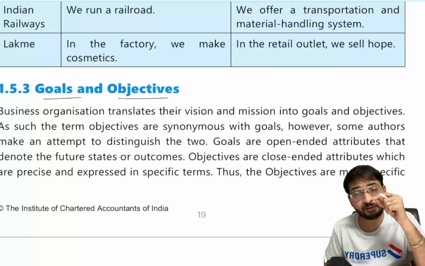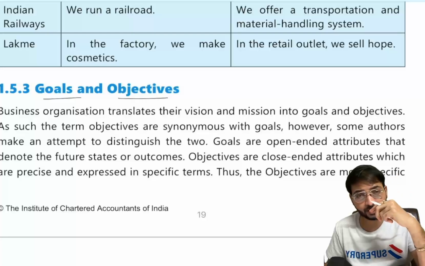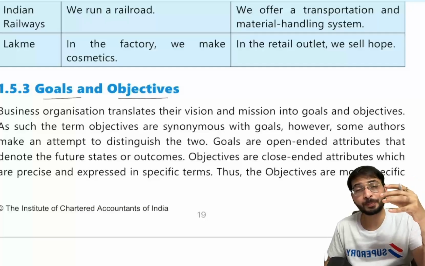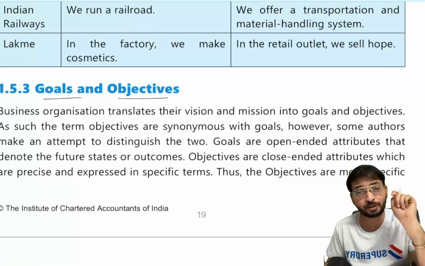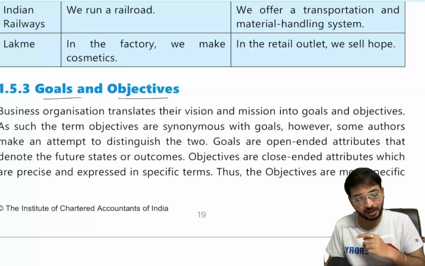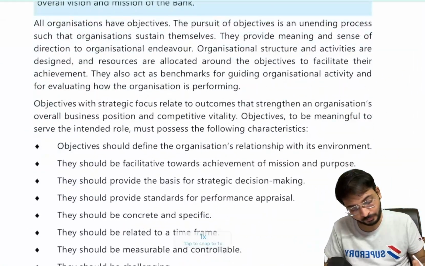So what is the difference between those two? There is a time frame attached. So that is the difference between a goal and an objective. When a time frame has been attached to the goal, that is called an objective. So which is more specific, goals or objectives? Objectives are more specific. Goals are open-ended, objectives are closed-ended.